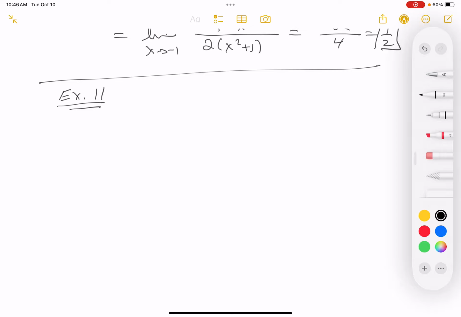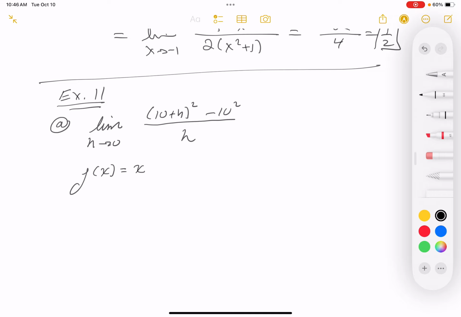Okay, we're in example number 11, and it comes in multiple parts, and that's a problem in itself, by the way. I'll write it down for you. It's the limit as h goes to 0 of (10 + h)^2 minus 10^2 over h. And what they want me to do is find out what derivative it is. Looking at the function, I'm going to say it looks like the function is x squared.